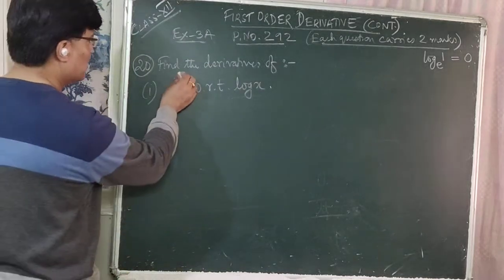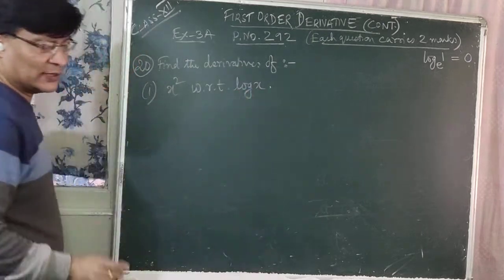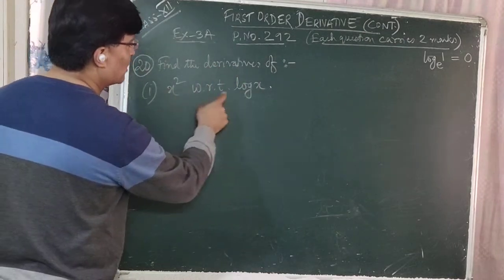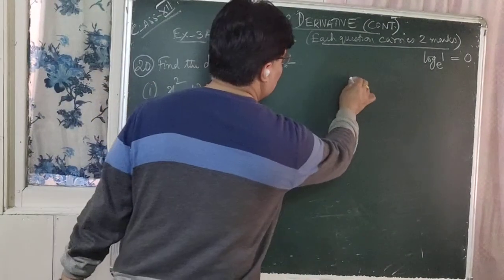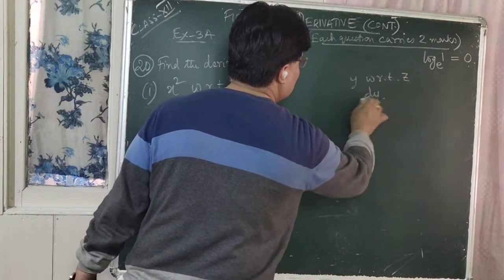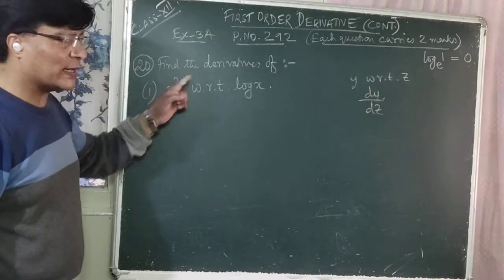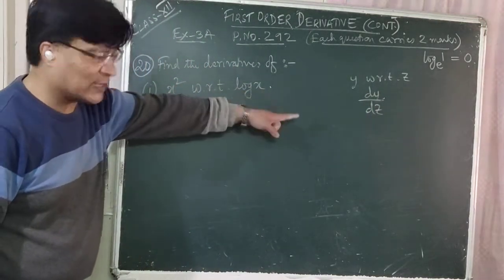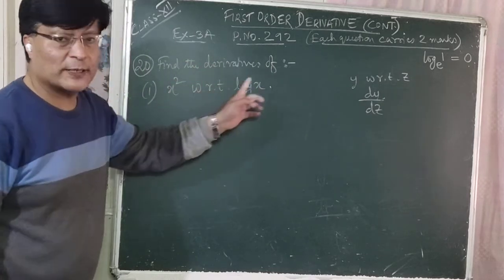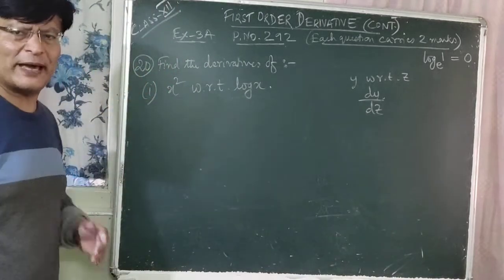Let us assume the first function x square as y and log x as z. So this question now becomes: find the derivative of y with respect to z. Mathematically, it is dy by dz. So it is just like your parametric equation.